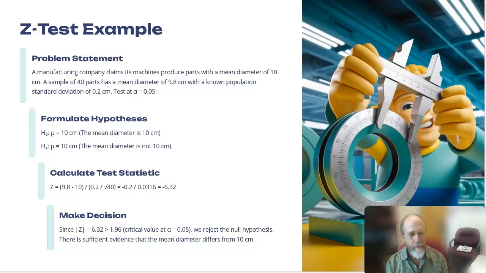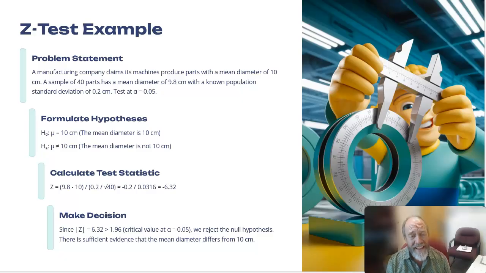Okay, got that, 6.32, and for 0.05, the critical value is 1.96. We did that in the last chapter, so I'm not going to cover that again because it just gets really long if I do that. The z value is greater than the critical value. I reject your hypothesis. I believe that the mean diameter is not 10.